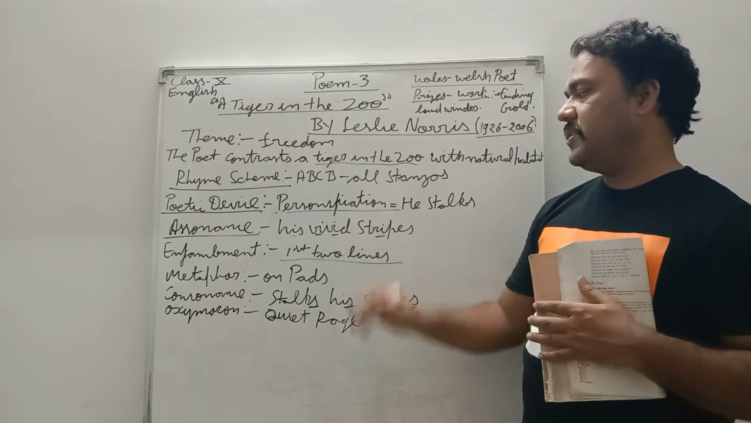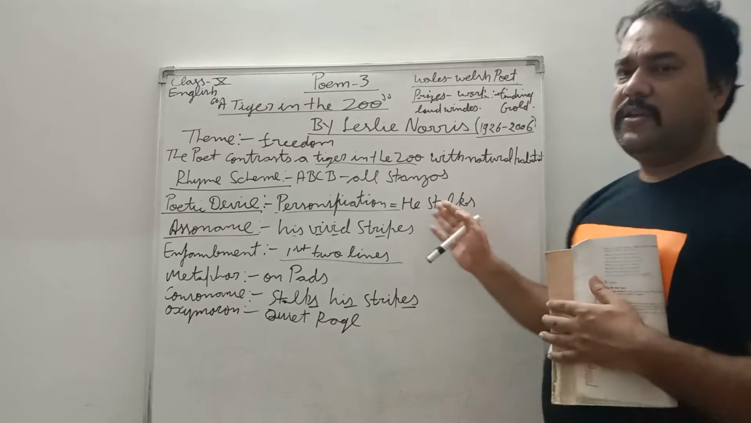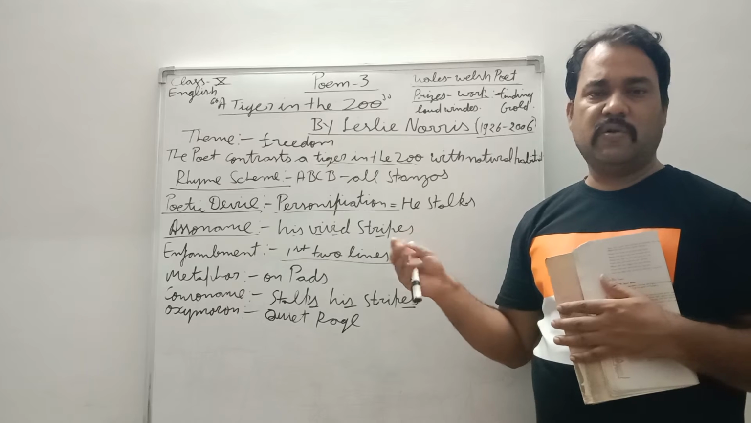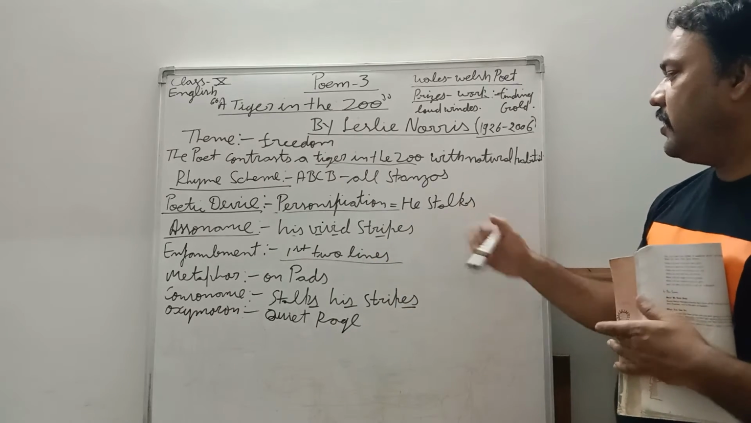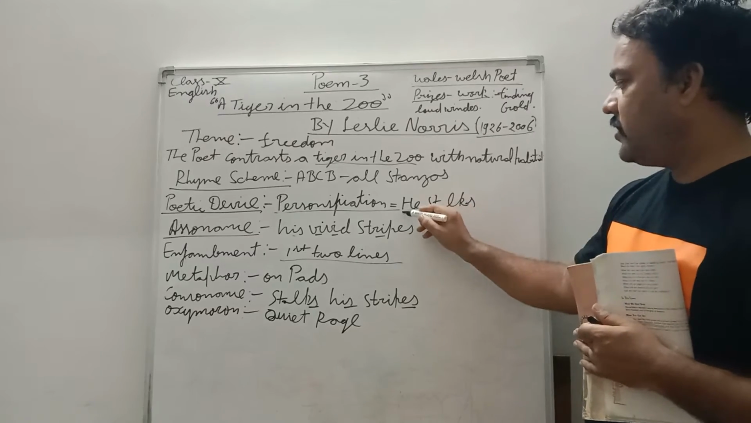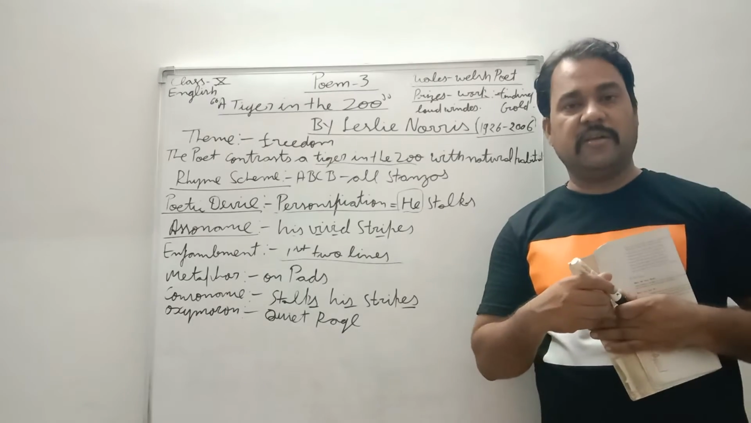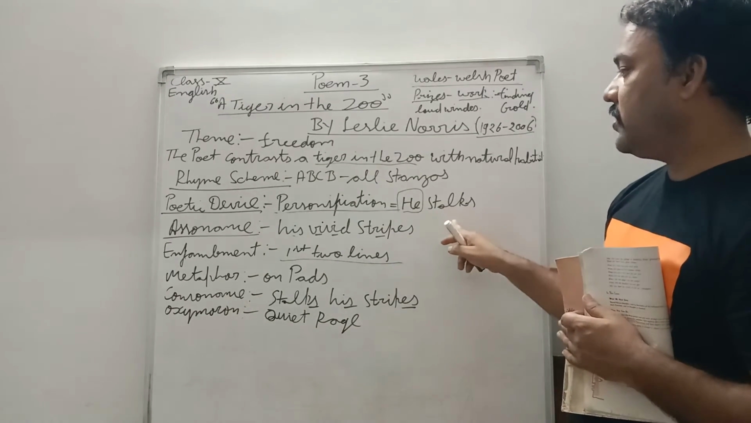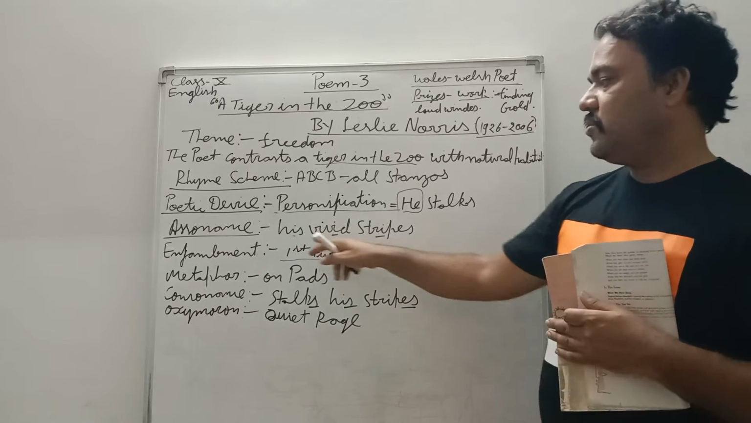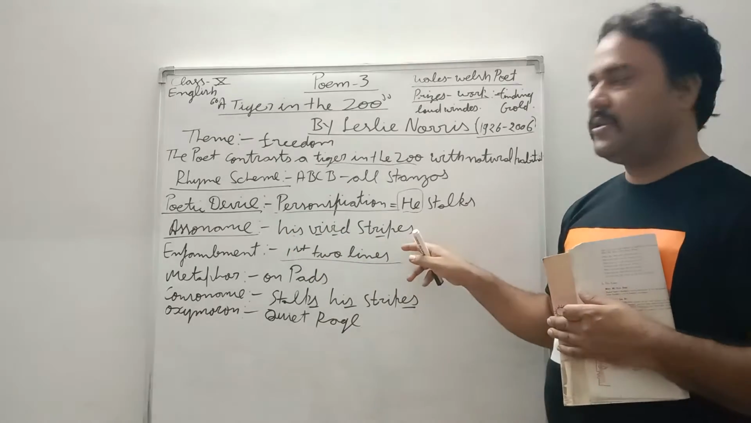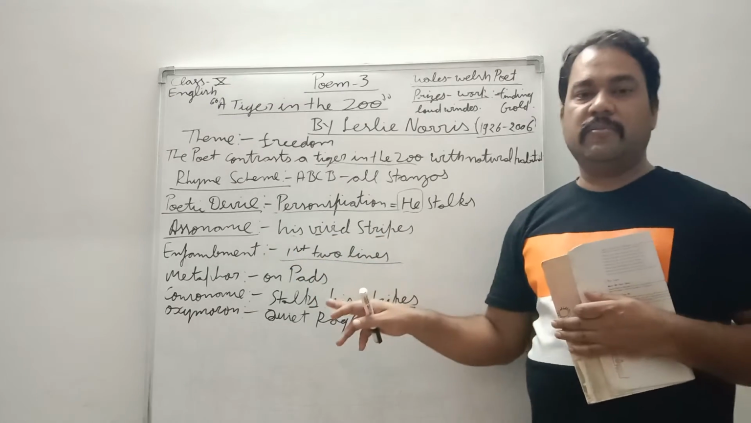The first poetic device is personification. What is personification? Giving human qualities to non-living things or animals. Example: he stalks. The poet has used the word he for the tiger, not it or any other word. Assonance: his vivid stripes. The I vowel sound is repeated. That's assonance.